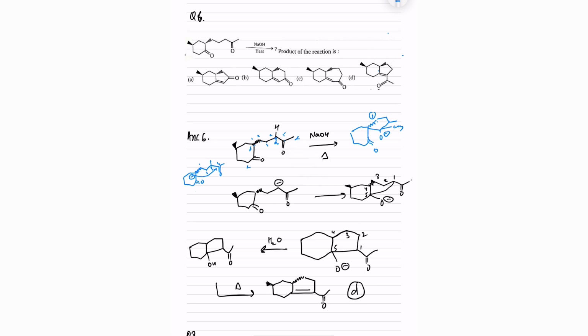Now, if I attack from this alpha, then the chain will be 1, 2, 3, 4, 5, 6, and 7. A 7-membered ring will be there, which is way bigger than the normal stable size. If I take out the hydrogen from this position, this is carbon number 1, 2, 3, 4, and 5. A 5-membered ring will be formed, which is a stable ring. So clearly we will be forming a 5-membered ring instead of a 7-membered ring. And now let's begin.